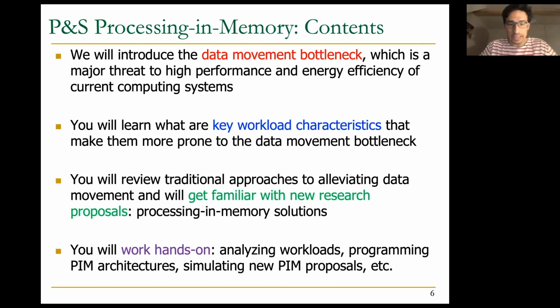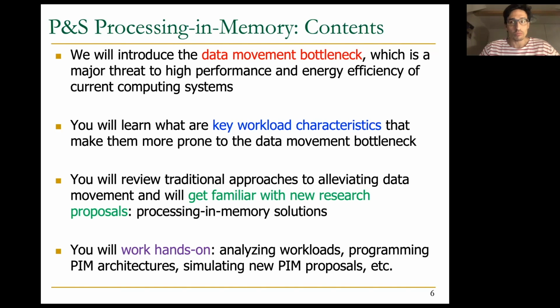So some examples here: analyzing workloads. For example, if you want to be able to identify when a particular workload, application, or kernel is suitable for processing in memory, you need to analyze its characteristics and extract those metrics and characteristics that are key to identifying this processing in memory suitability.